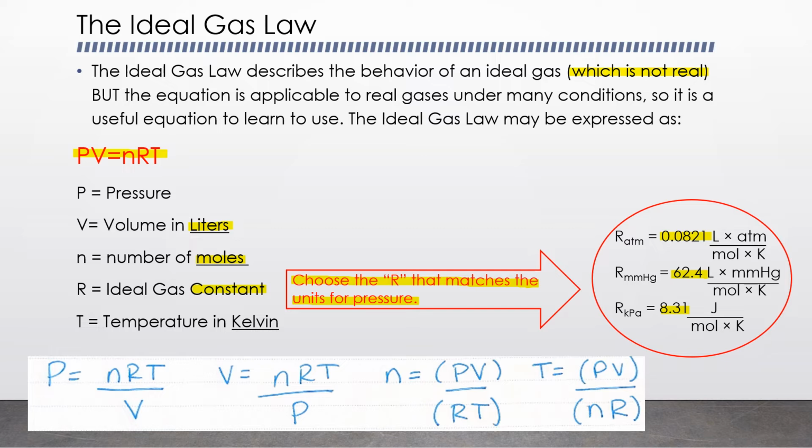And then for our temperature, it has to be in Kelvin, like always with gases. So if you are given Celsius, make sure that you add the number 273 to get it in Kelvin. Now, here are your equations for pressure, volume, number of moles, and temperature, depending on what you're asked to solve for.